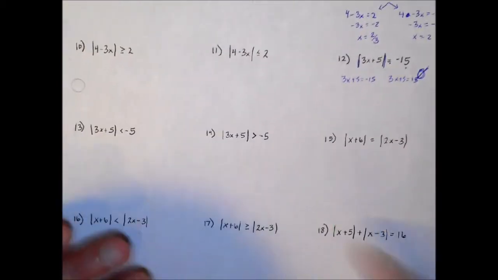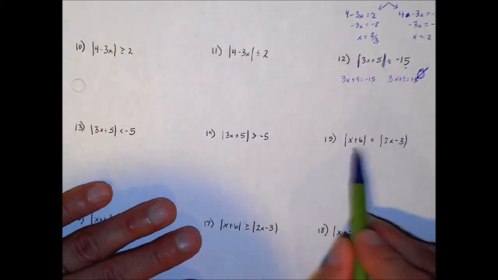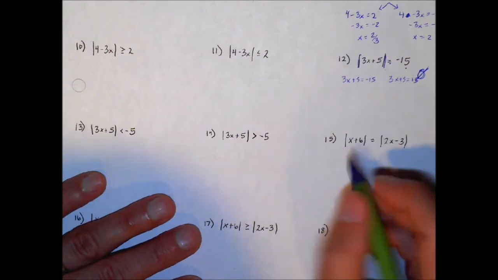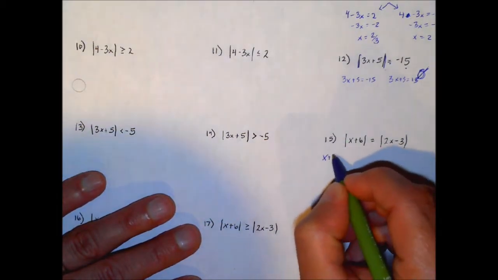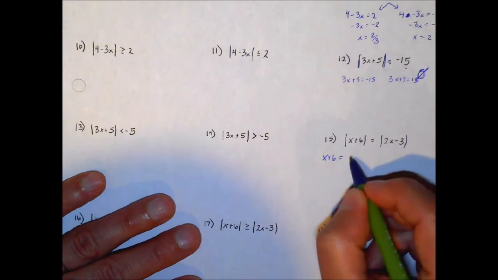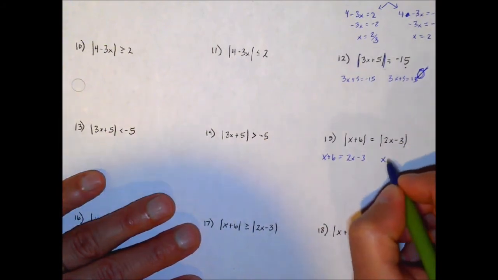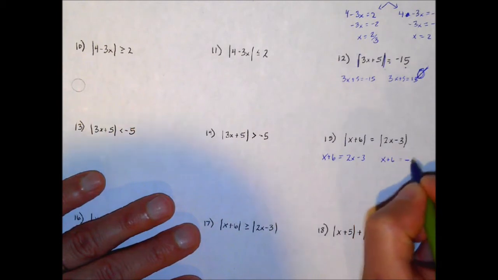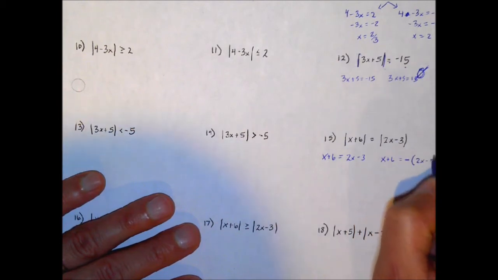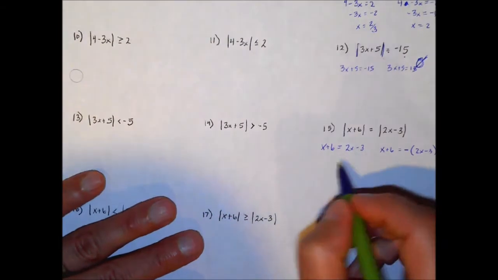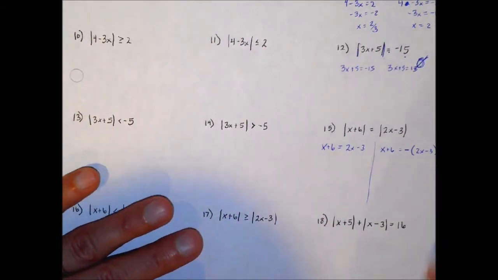Okay. Now, equals with two different absolutes, we have to do this: x plus 6 could either equal 2x minus 3, or x plus 6 could equal the opposite of this, 2x minus 3. Okay, so those are how you set up the two things. Then you solve it.